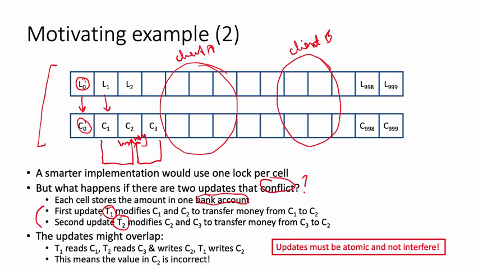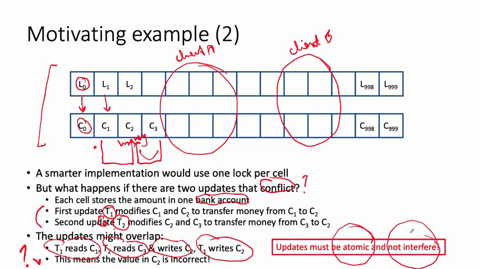So what if these two transactions are overlapping? What if T1 reads C1, T2 reads C3 and writes C2. Okay, it's complete. And then T1 writes C2. Well, the C2 is going to forget the number coming in from C3. So the value in C2 will be incorrect because there's interference between them. So the updates have to be atomic and they have to not interfere. Okay, so atomic means we will remove money and add money. So the total amount of money is the same, but not interfere. If the two of them are concurrent, they shouldn't step on each other's toes.